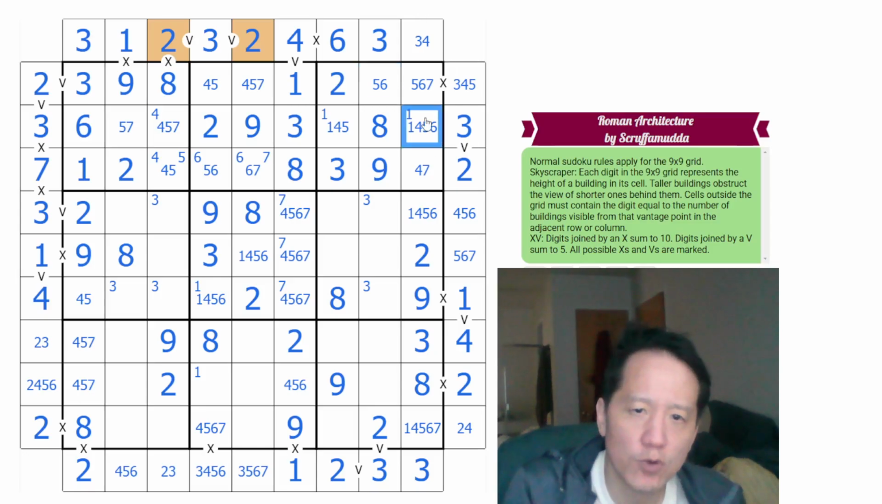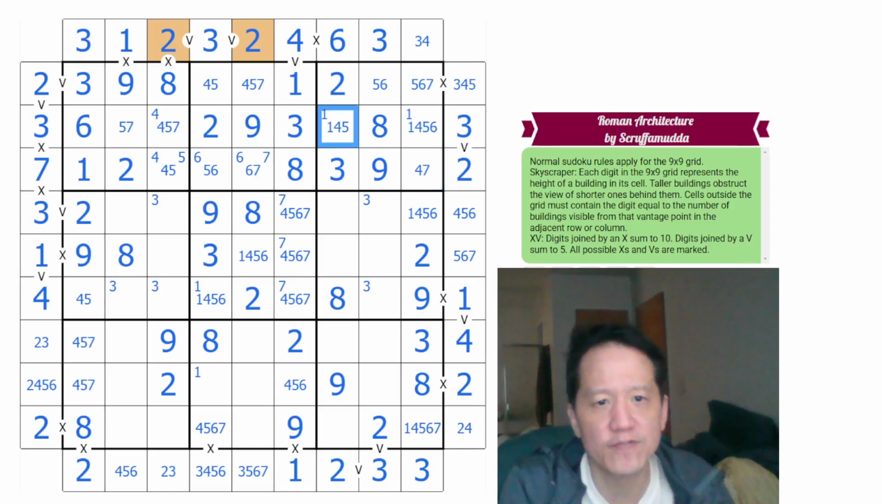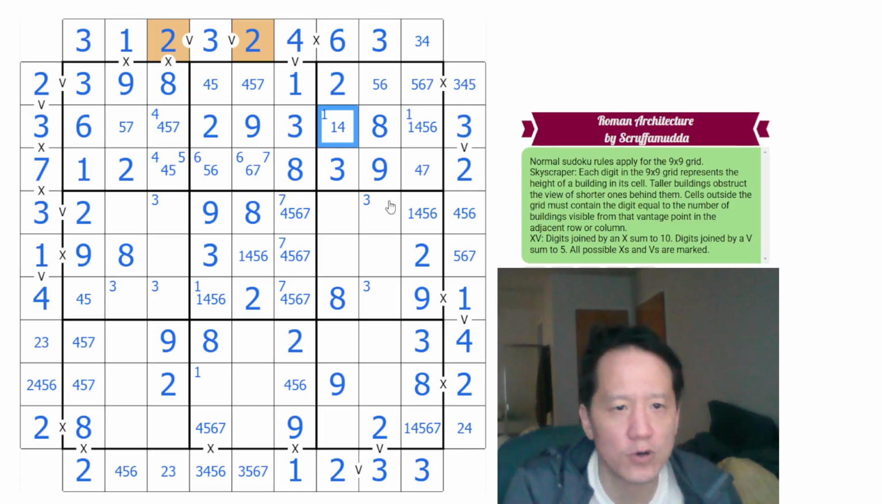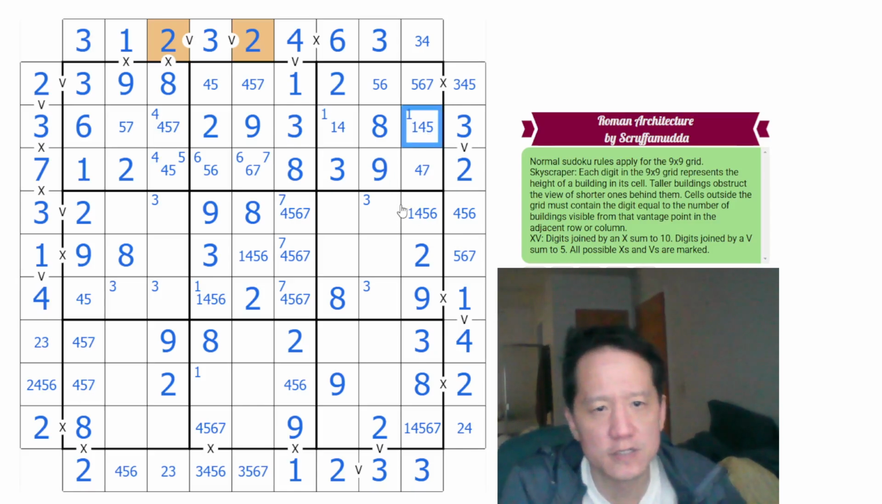If this were 1 and this were 5, this would have to be 6 and 7, which would force that to be 4, which would add up to 5. So this can never be 5. This has to be 1 or 4. This can't be 6, actually.